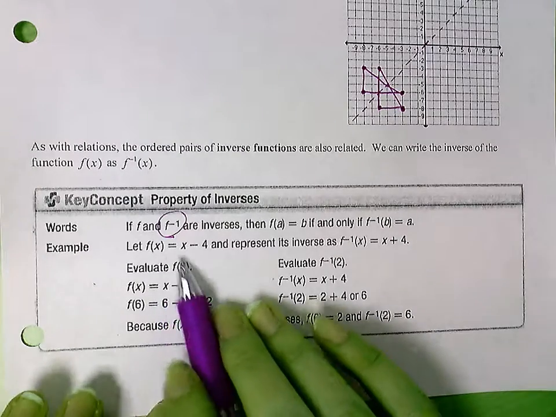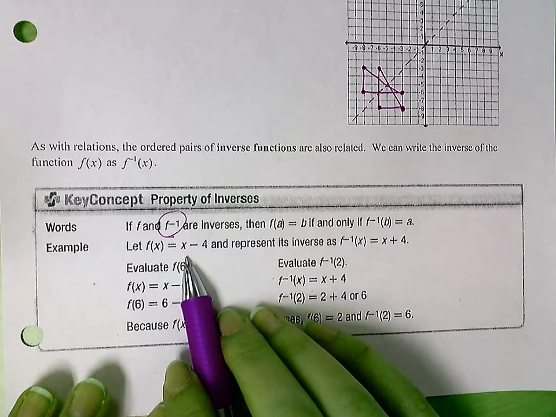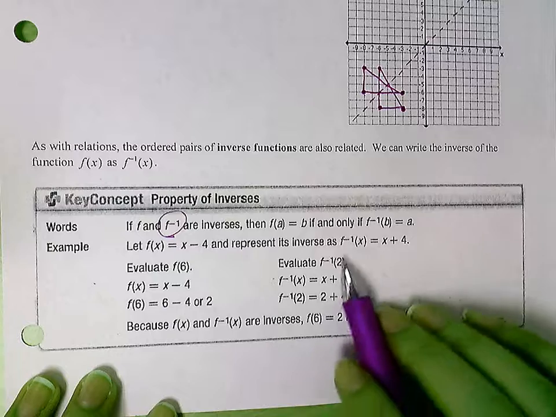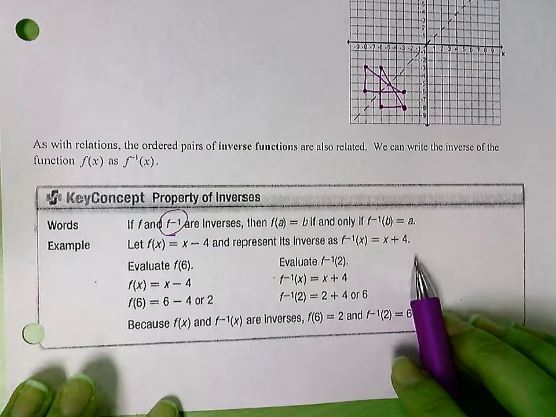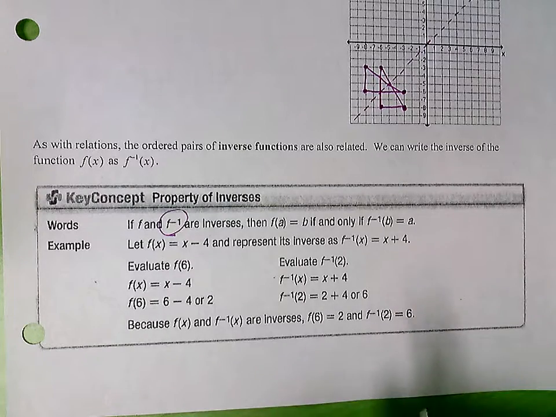So if I have f of x equals x minus 4, then its inverse is x plus 4. Now it doesn't always just change the sign. It's not that simple.